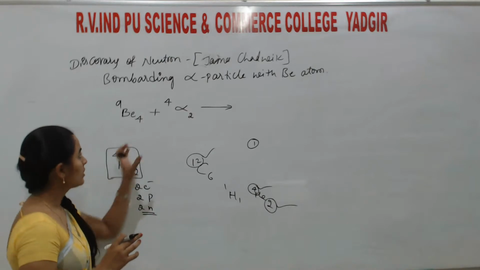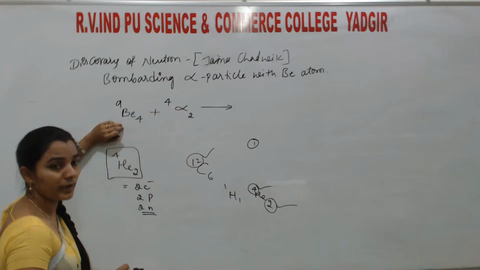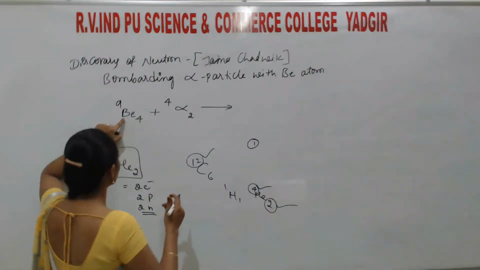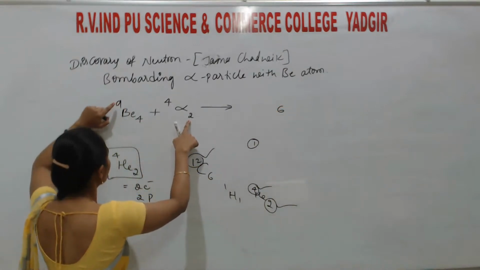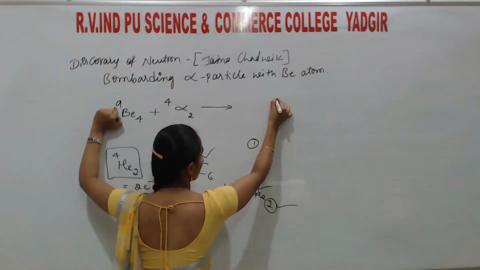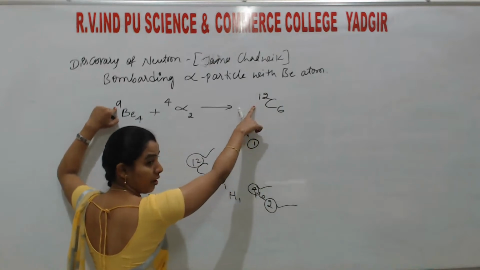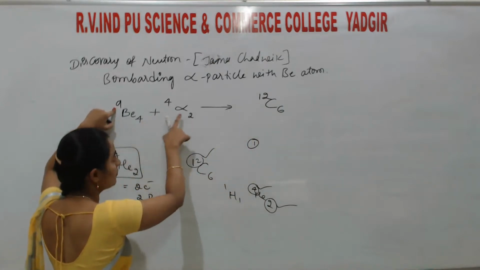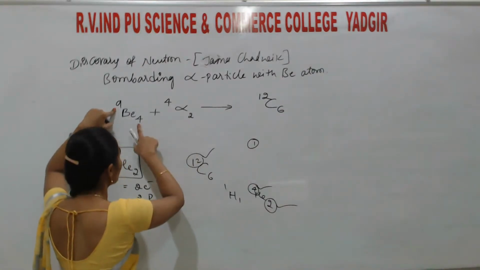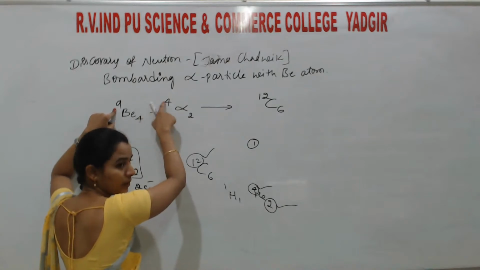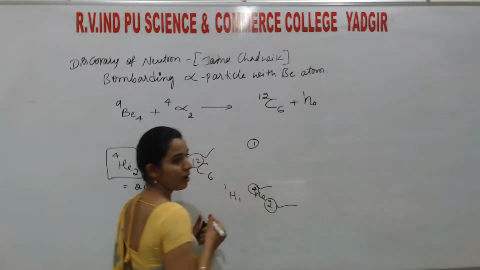When this alpha particle strikes this beryllium atom, what happens? Listen here, atomic number 6 will come, 4 plus 2. Then 9 plus 4, 13 is there. Instead of 13, it forms 12: C 6, 12. Carbon will form by bombarding beryllium with this alpha particle. The remaining is what? Here it is satisfied, here an extra 1 is there. 9 plus 4 is 13, here 12 is there. Another one is this neutron.